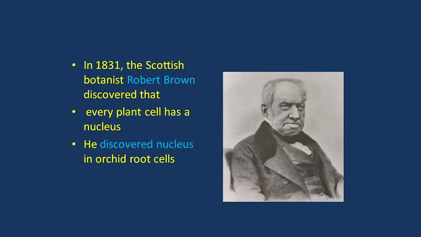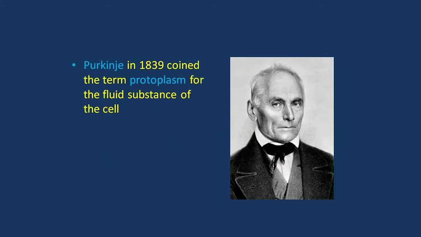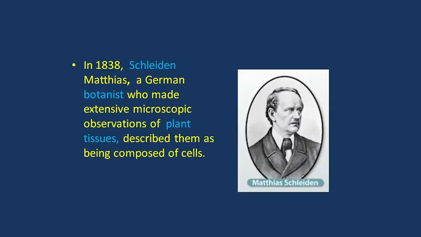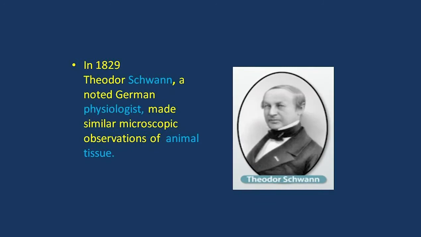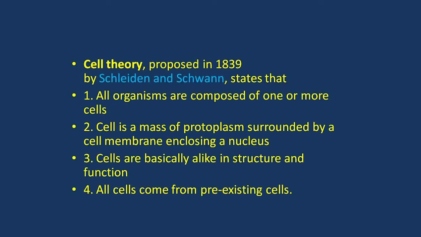In 1831, Robert Brown discovered the nucleus in orchid root cells. In 1839, Purkinje coined the term protoplasm for the fluid substance of the cell. In 1838, Schleiden, a German botanist, made extensive microscopic observations of plant tissues and described them as being composed of cells. In 1839, Schwann, a German physiologist, made similar observations of animal tissue. Based on their observations, they put forward the cell theory in 1839.